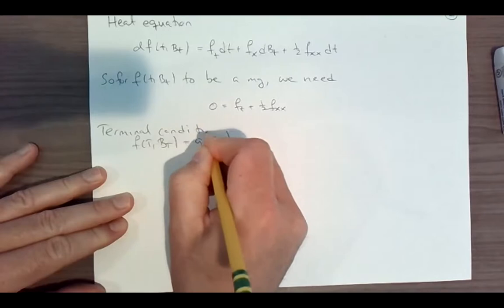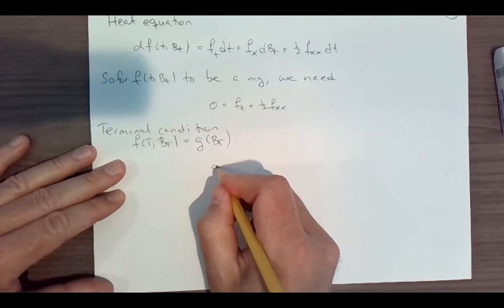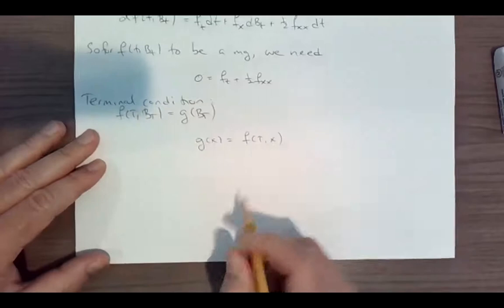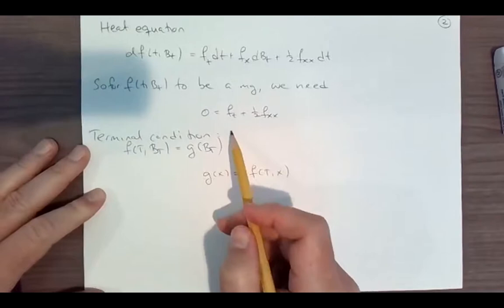So then I need g of x to be f at the end. So that's my PDE, and this is my terminal condition. And then it's customary to switch time around. So instead of having a terminal condition, you get an initial condition.